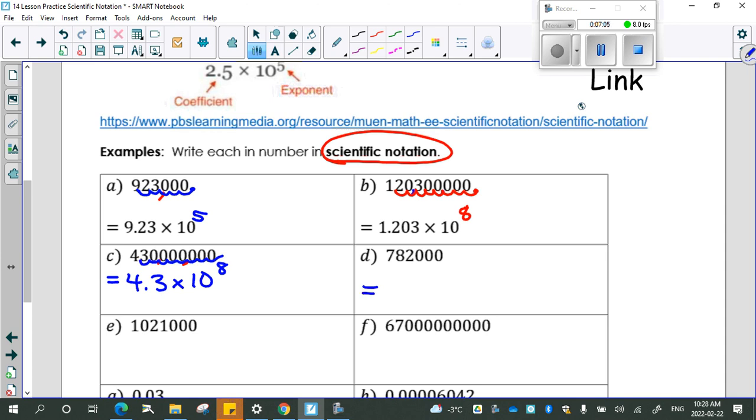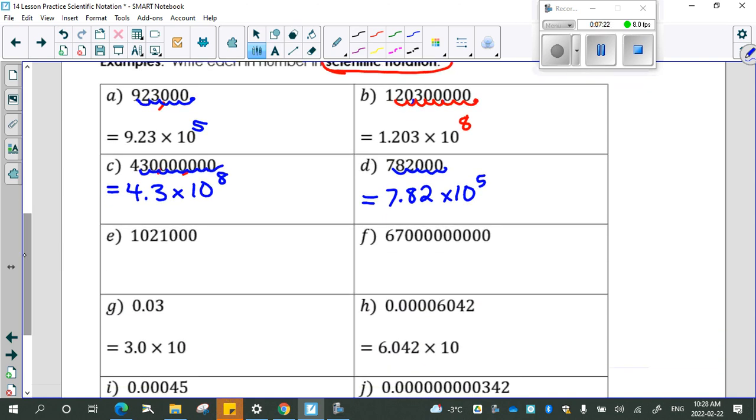Who thinks they've got 782,000 written in scientific notation? Molly. 7.82 times 10. Perfect. All right, what about 1,021,000 written in scientific notation? Jacob. 1.021, yes, good, times 10 to the 6. 1, 2, 3, 4, 5, 6. Perfect.